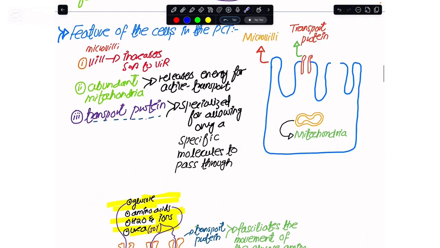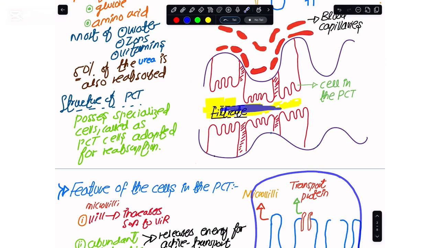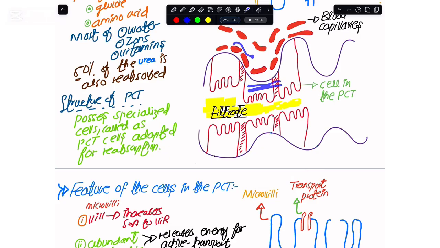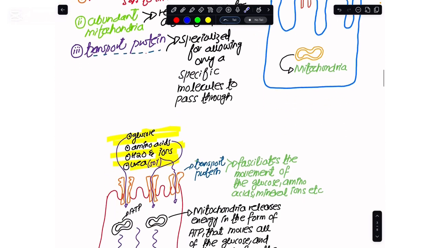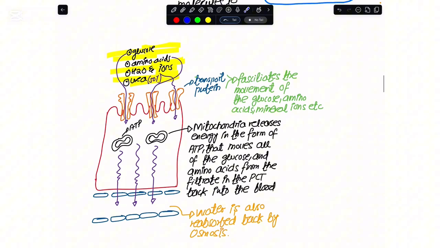Now I am linking this cell with the filtrate flowing. This yellowish part is the filtrate. Here we have the PCT cells, and surrounding them we have the blood capillaries. In the filtrate, we have glucose, amino acids, water and ions, and also urea. Here come the PCT cells, and here comes the blood capillary. I have to move these substances from here into these cells, and from there back into the blood plasma, so that the composition of the blood plasma does not get disturbed.